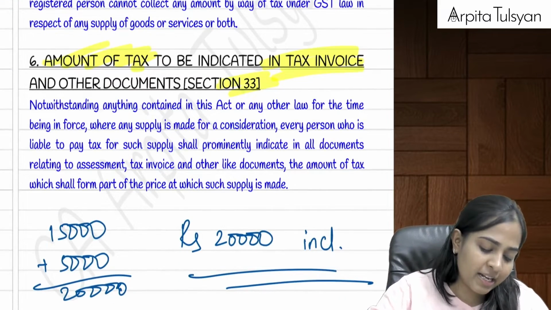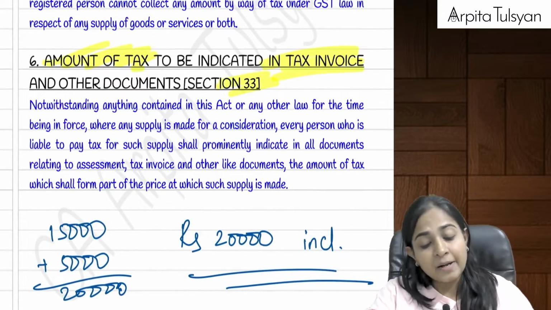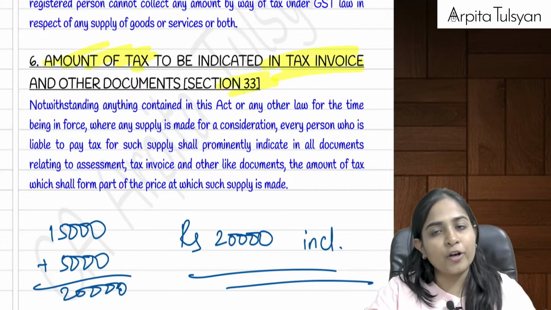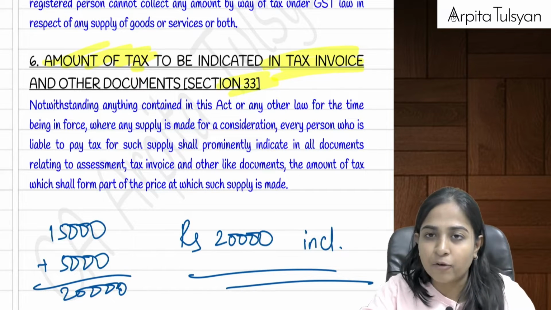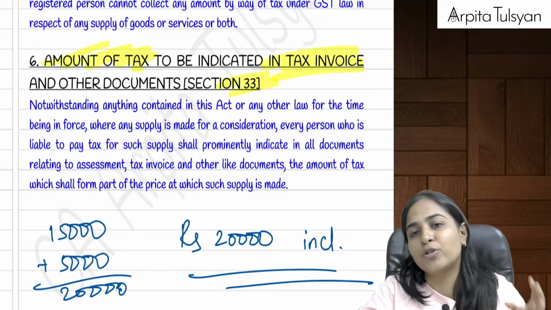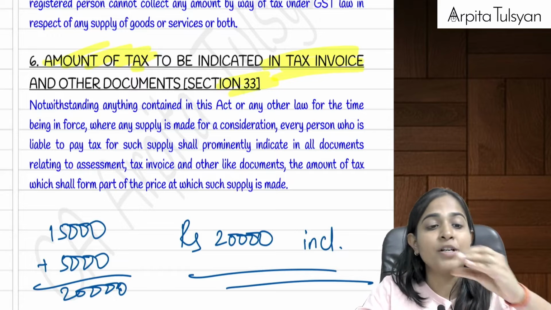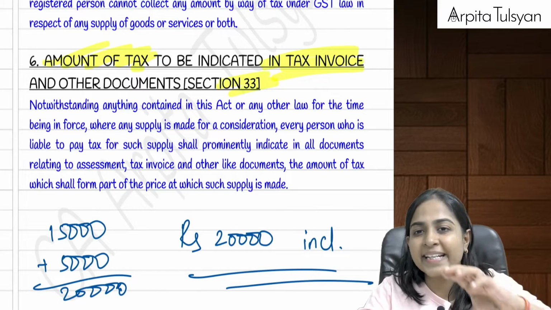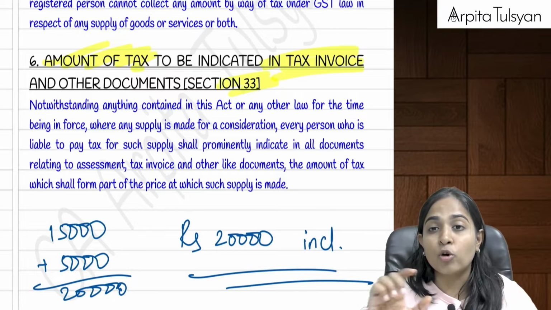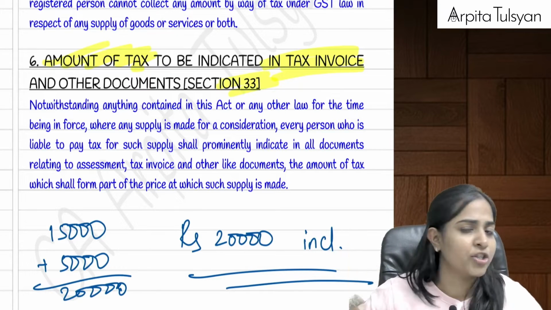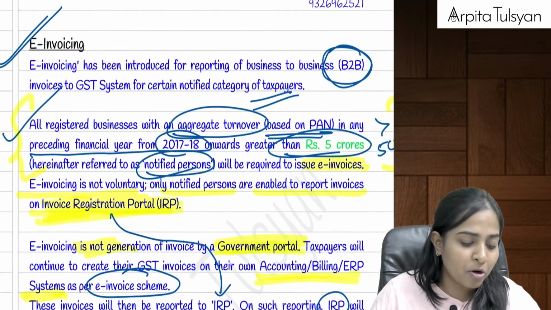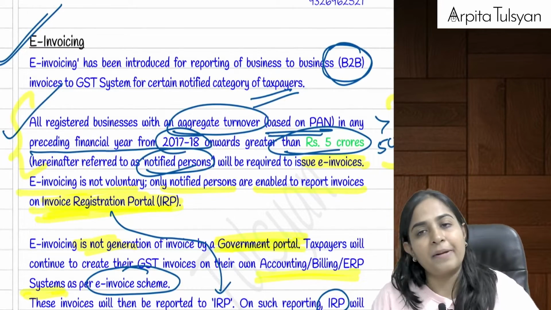And the next section is section number 33, which says that if you are a registered person and you are collecting GST from the other person and issuing the tax invoice to the other person, in that tax invoice, the tax amount should be indicated separately. It should not be like the total amount including GST is mentioned. No, that is not allowed. Basic amount plus GST should be mentioned separately.